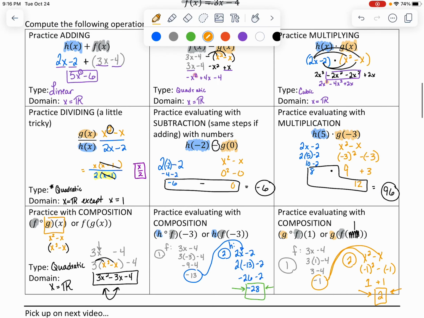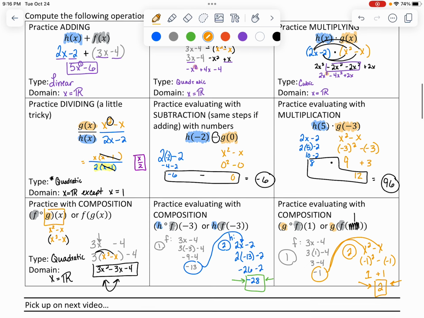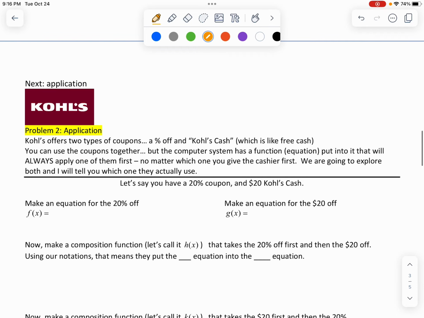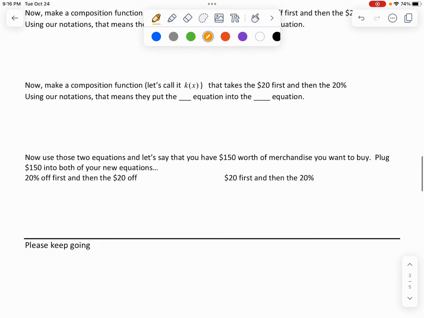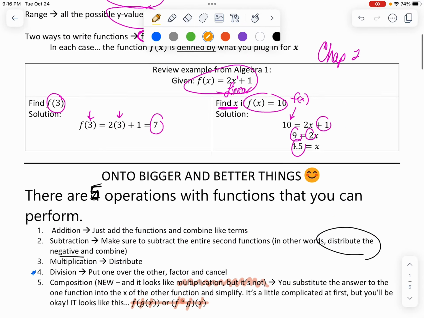So we did adding, subtracting, multiplying, dividing, and composition. Now they have a word problem from Kohl's, and they're going to start the 6-7 part 1 notes. You can get up to 30% off, but I did 20%. Okay, I'm going to hit the pause now.